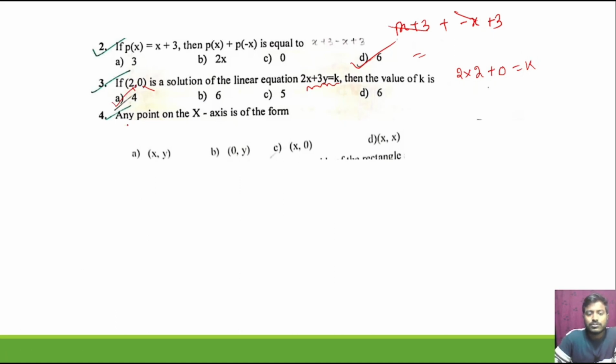Okay. Next question. Any point on the x-axis is of the form... x-axis means y equal to 0. So option number C is the correct answer. Next question.